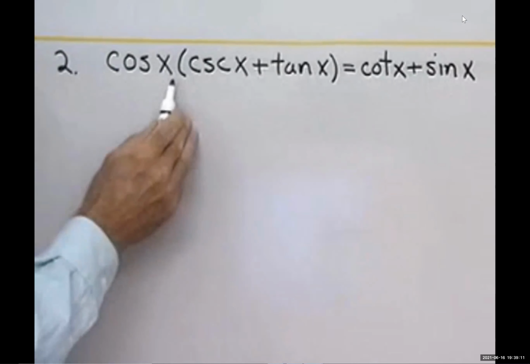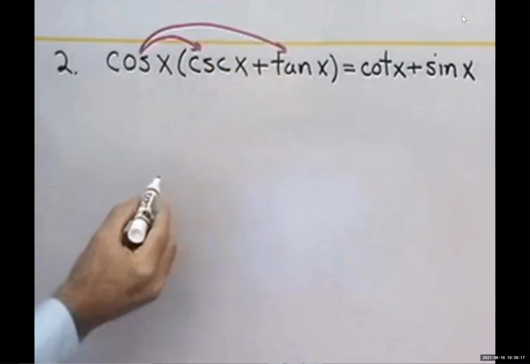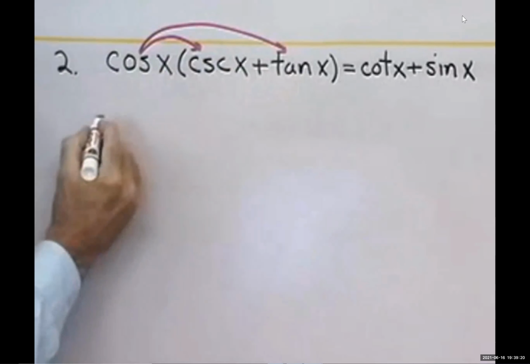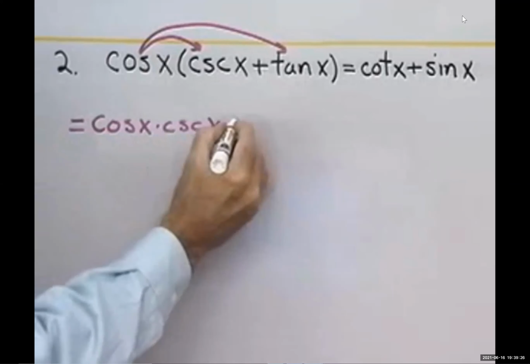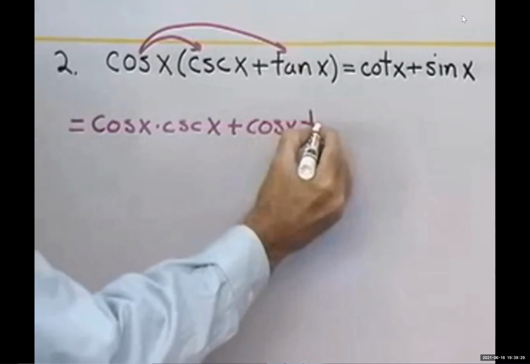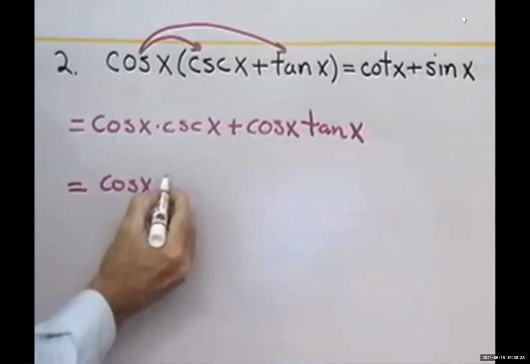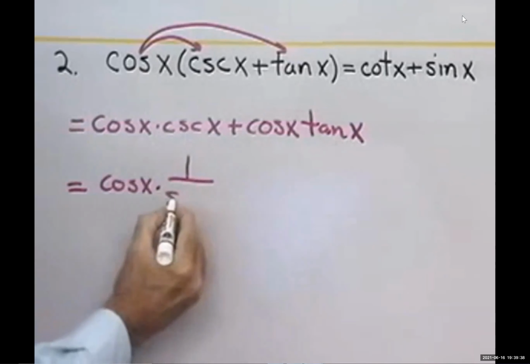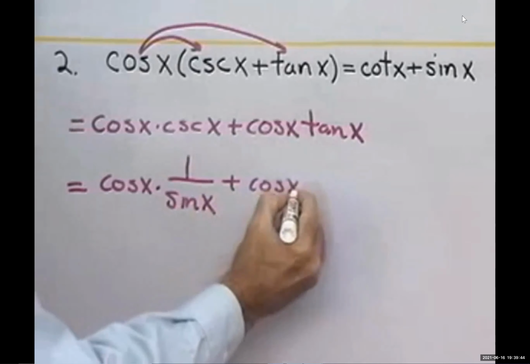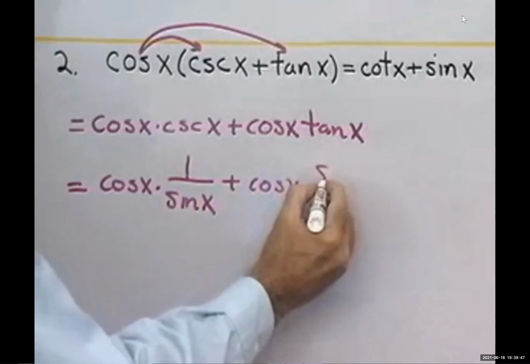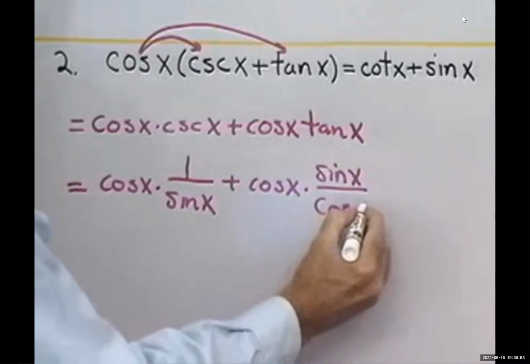So I think I'll start on this side, the more complicated side here, and I'm going to apply my distributive property and multiply cosine x times both of these terms here. So when I do that, I'll have cosine x times cosecant x plus cosine x times tangent x. And let's see, cosecant is 1 over sine x, so I can use that reciprocal identity. And then I'll have cosine x here times, I'm going to change this to sines and cosines using my ratio identity that tangent x is sine x over cosine x.